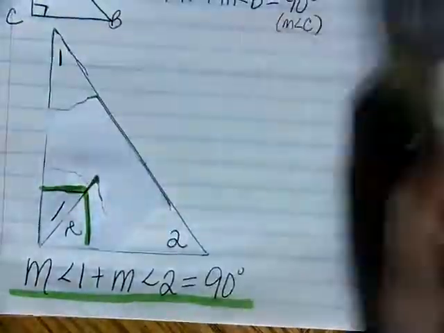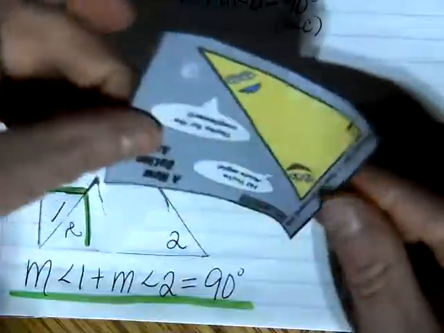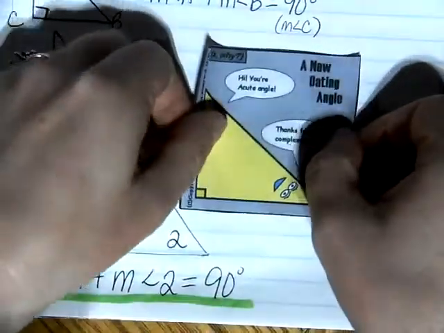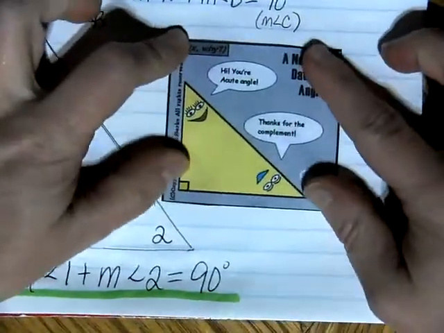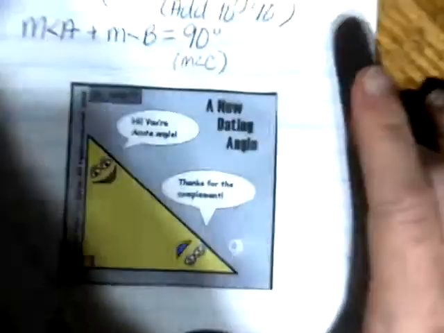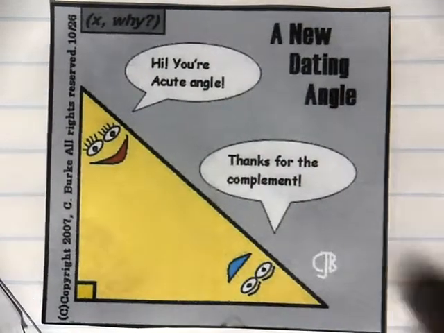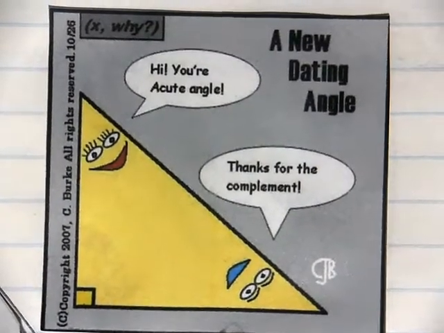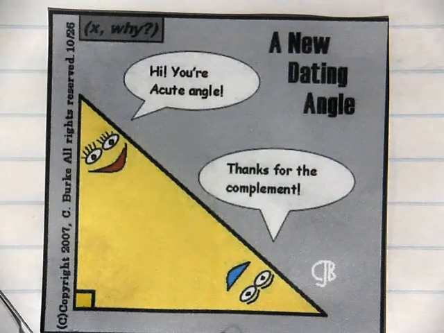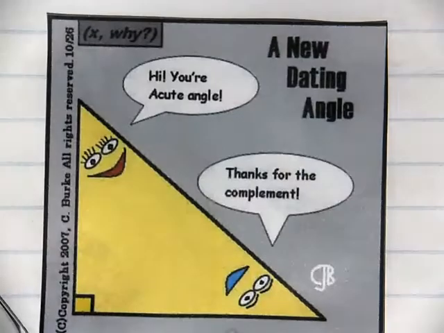And now I have a joke for you guys, and if you wouldn't mind pasting this joke right in on the side, because why not end this lesson off with a joke? And that joke is super cute. It's called a new dating angle. And in it, it reads, "Hi, you're a cute angle." "Thanks for the compliment." And that's because these angles are complements of each other. Oh, you gotta love math humor.